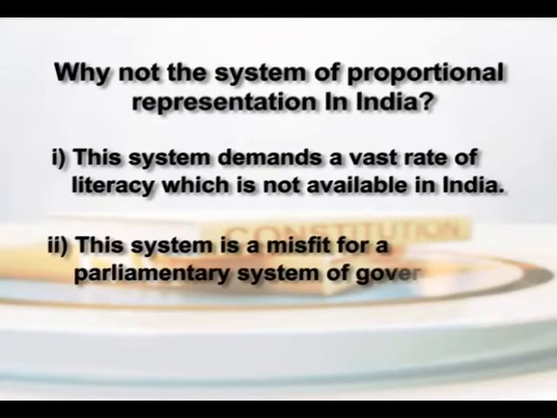Secondly, the system of proportional representation is a misfit for a parliamentary system of government. One of the disadvantages of the system of proportional representation is the fragmentation of the legislature into various small groups. This implies that whenever a group is displeased with the governmental activities, it might withdraw its support from the government, and in return the government will fall into pieces, which is again not desirable at a frequent level.